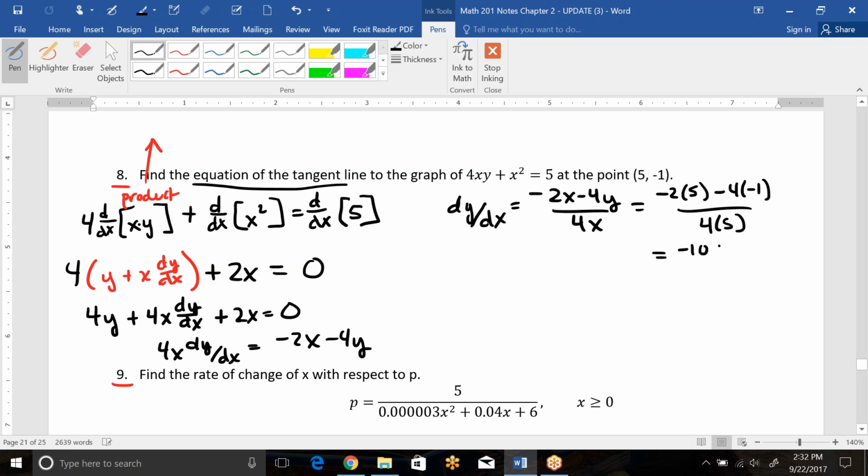So that is negative 10 plus 4 over 20. That's negative 6 over 20, which reduces down to a slope of the tangent of negative 3/10. This one does want us to write the equation.